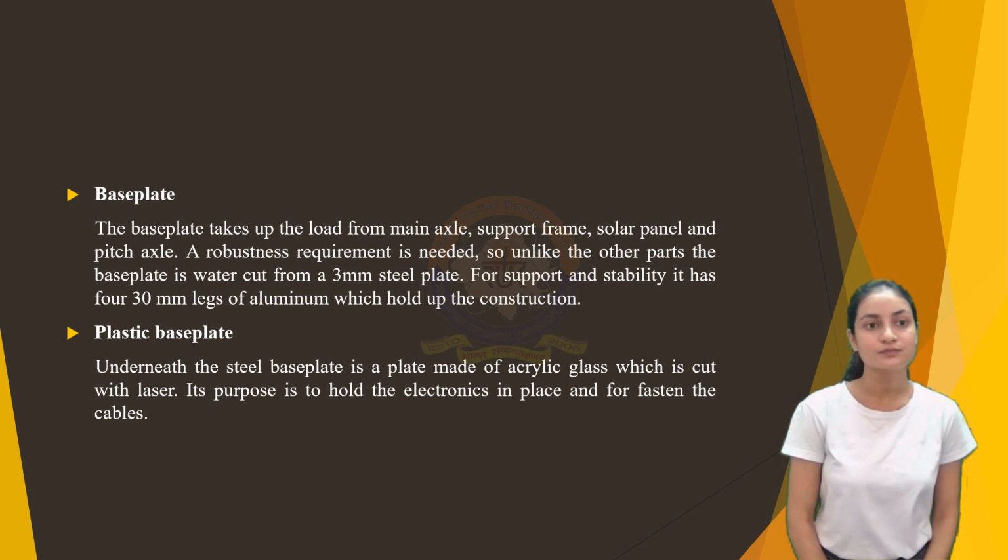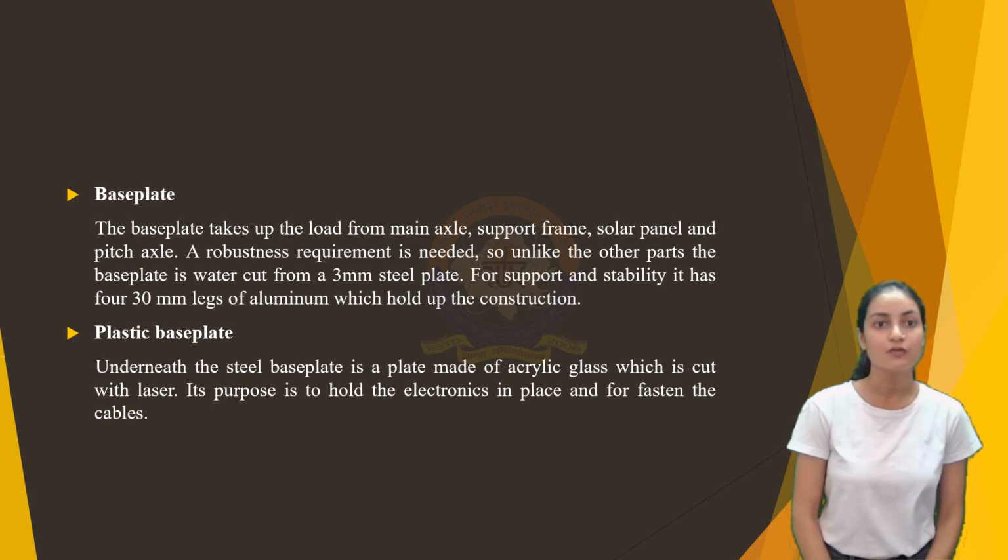Next part is base plate. The base plate takes up the load from the main axle, support frame, solar panel and pitch axle. A robustness requirement is needed, so unlike the other parts, the base plate is water cut from a 3 mm steel plate. For support and stability, it has 4 30 mm legs of aluminium which hold up the construction.